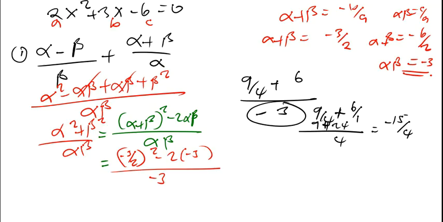So now there we go, this should be positive, so it's positive 15 over 4. Divide it by negative 3, so positive 15.